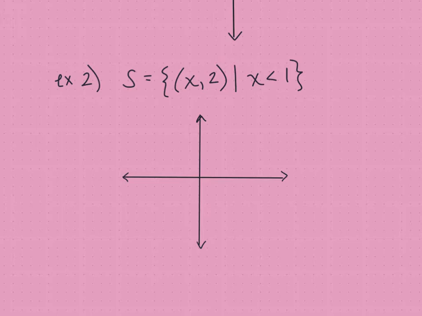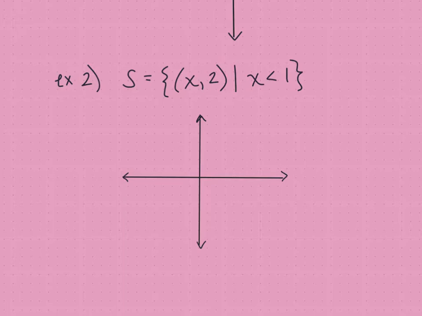For instance, one point that is a part of S would be 0, 2. Another point would be -1, 2. Basically, any x that's less than 1 and the y value being 2, those are all coordinate points that work in S, or that are elements of S. Even the coordinate point 0.7, 2, that would be something that works.